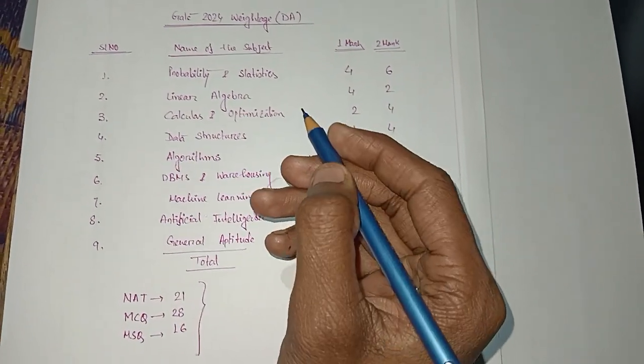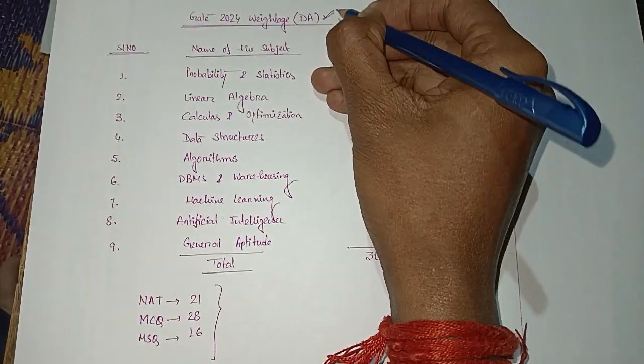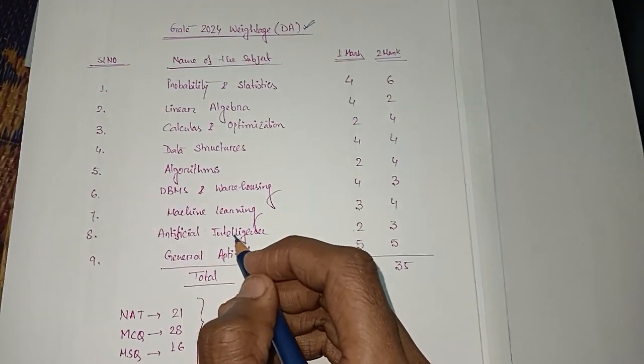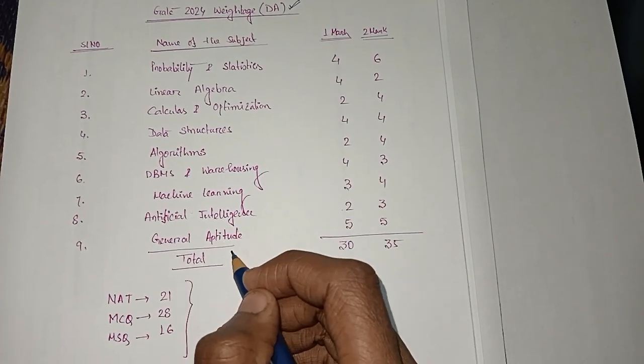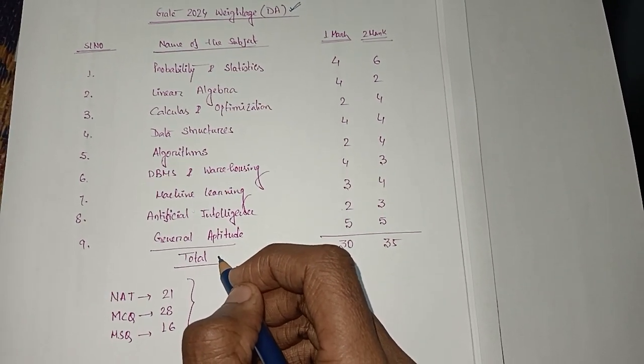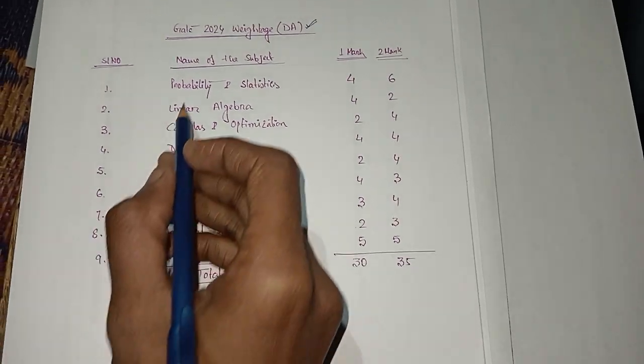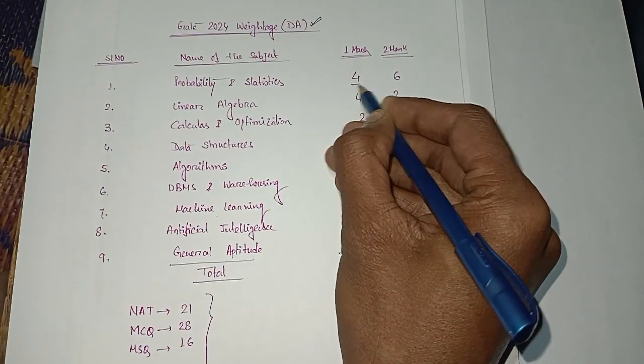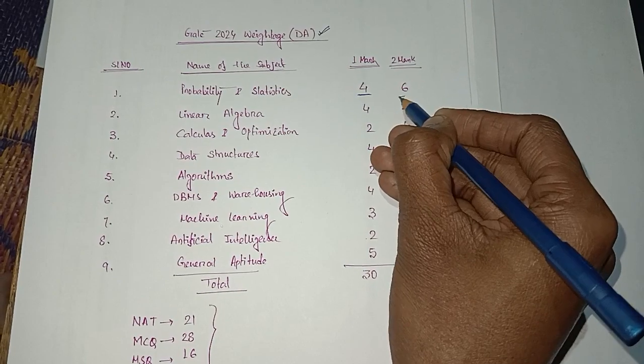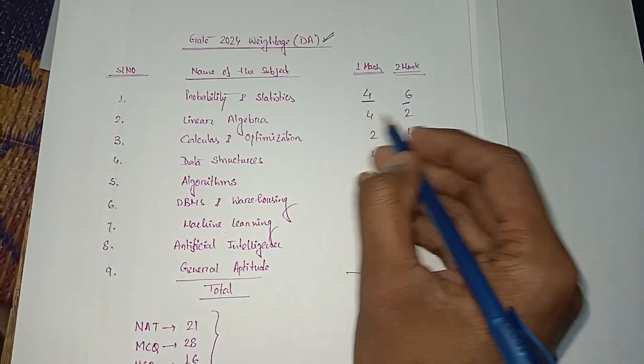So today our GATE 2024 DA exam paper is being conducted and we get the detailed paper analysis. We have some memory-based questions and we will go through them after some time. We get 4 questions in probability and statistics for 1 mark and 6 questions in probability and statistics for 2 marks.